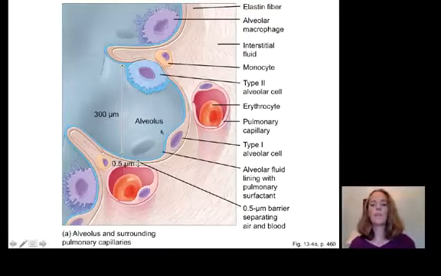So here's a zoom in of those cell types. Type 1 alveolar cells, simple squamous, making up the walls of the alveoli. Type 2, creating surfactant to keep the air sacs open. And then macrophages to make sure that the air sacs stay clean. The capillaries are also simple squamous epithelium, and then there's a red blood cell waiting to pick up oxygen and drop off carbon dioxide.